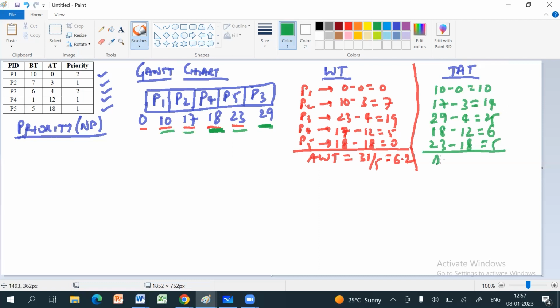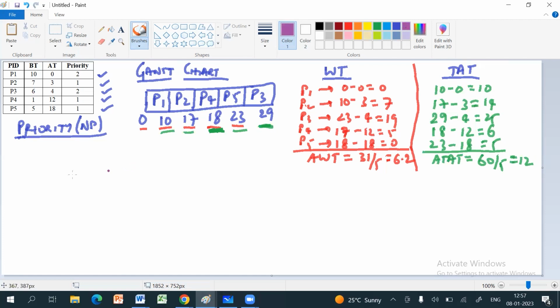So the average turnaround time is again the sum of all this divided by 5, the total number of processes. So that comes up to 60 by 5. As of now, it appears that this is better. Correct?